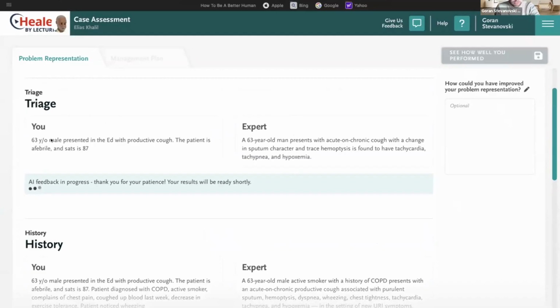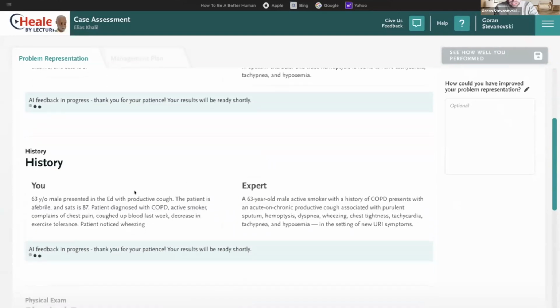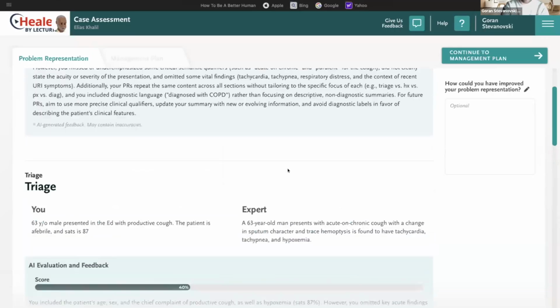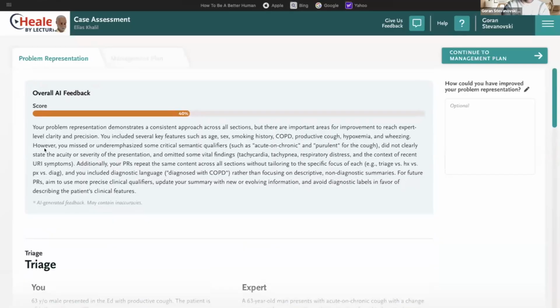So we have some information that I wrote in the triage, something that the expert added. We have the history, what I wrote, something that the expert added. And what you could do is have your learners read this, not expect this to be completely the same, but this is for them to take a pause and check what they missed or how this could have differed. You get an overall AI feedback.